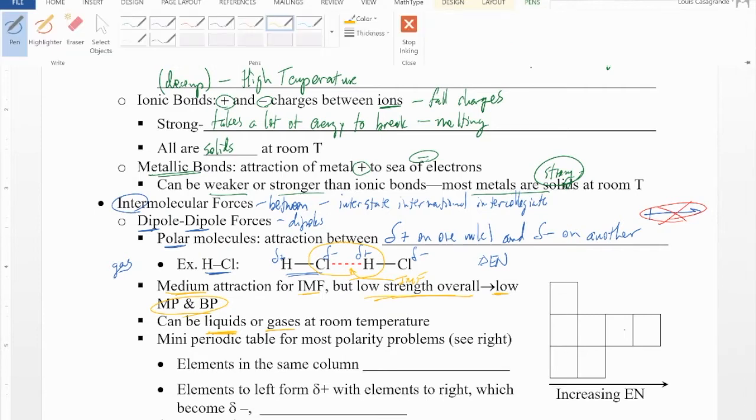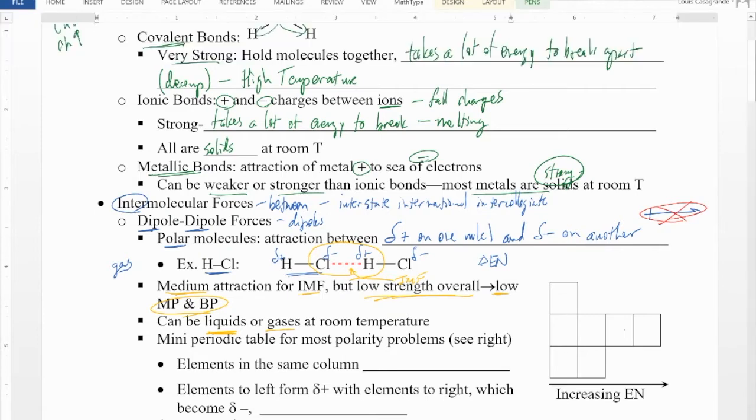I've developed this little mini periodic table to help us to remember electronegativity and polarity. Now, you can use the polarity chart, or you can get an idea using this mini periodic table at the right. This mini periodic table will get us about 95% of all of our intermolecular force problems solvable using this table.